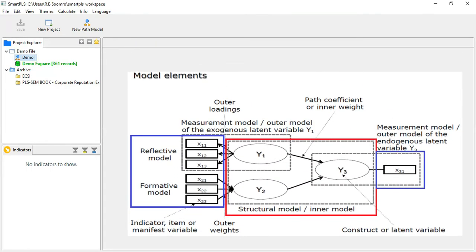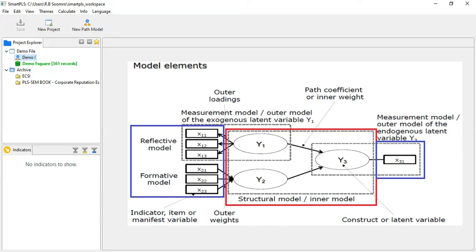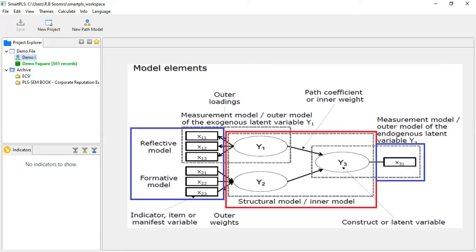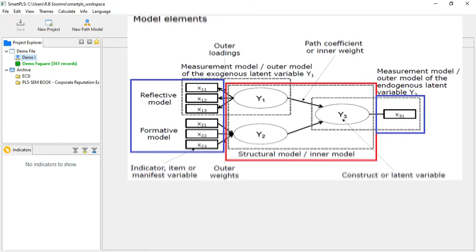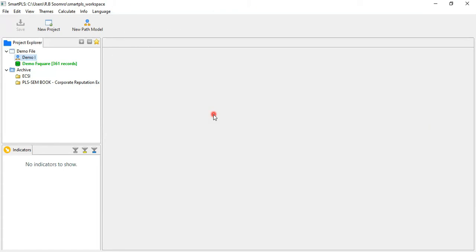Dear friends, as you know, in the structural model there are two models. One is the measurement model, and it has two types: formative and reflective. The other one is your structural part. Both are visible in this image. Now in this video, I'm going to discuss the structural part.